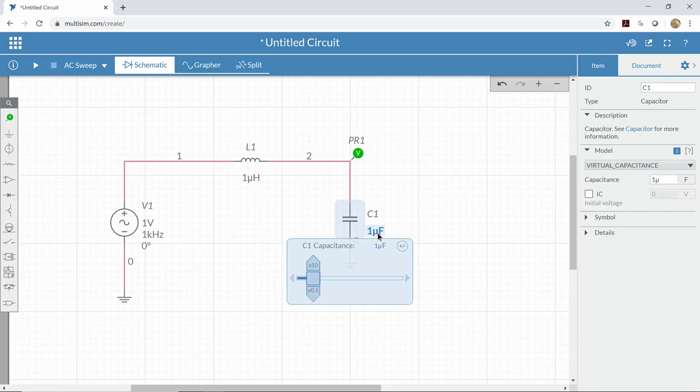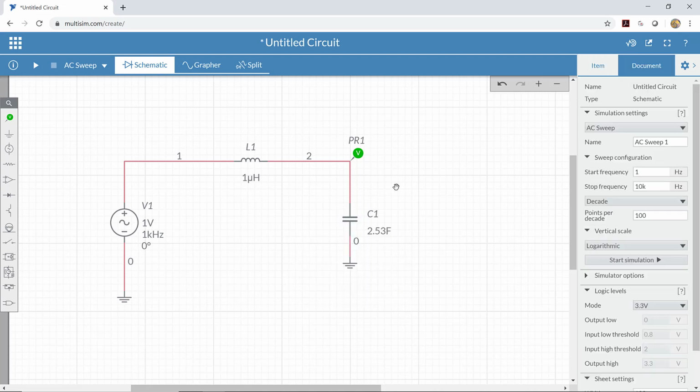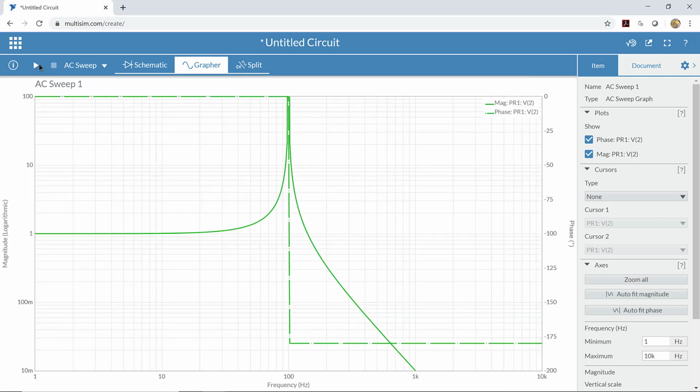So we'll go and enter that in our simulation. So I'll make this one 2.53 farads, and I've got 1 microhenry still. So that should give us a cutoff frequency of 100 hertz. So let's try it. So we'll run our AC sweep here. And there we go. We've got a nice graph. The cutoff frequency is right about 100 hertz.